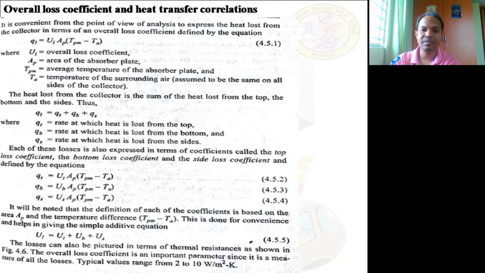The overall heat loss coefficient is an important parameter since it is a measure of all the losses. Typical values range from 2 to 10 watts per meter square degree Kelvin, or it can be degree centigrade. The units of U will be watts per meter square degree centigrade. It can be in degree centigrade or degree Kelvin, because we have a temperature difference. When you have a temperature difference, it doesn't matter which unit, it will be the same.